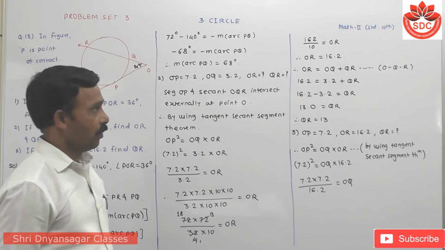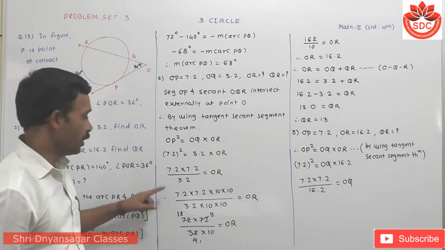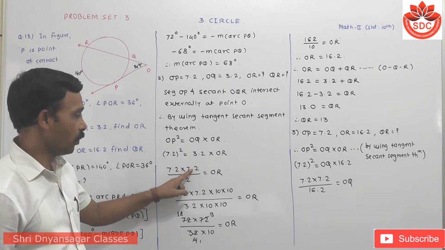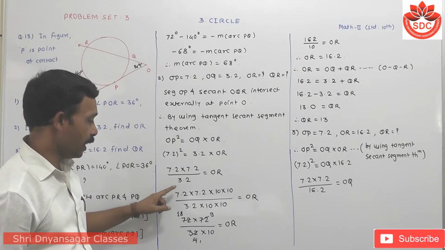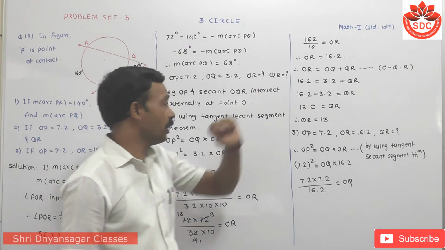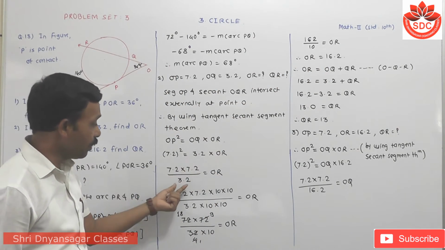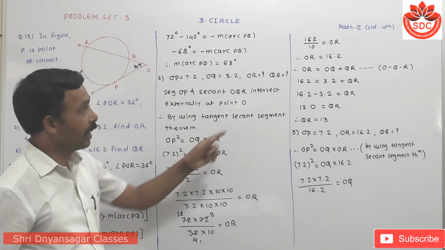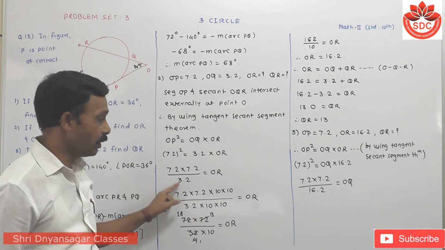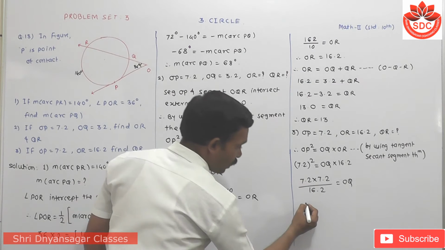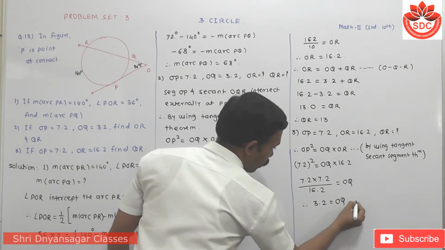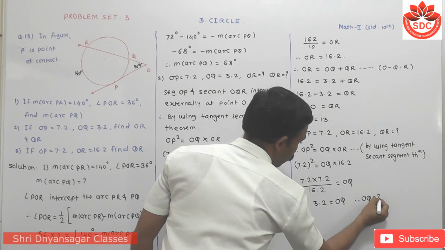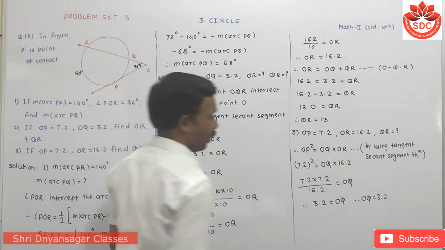Student, when you look carefully, this is 7.2 into 7.2. If you divide it by this value, 16.2, we get the value 3.2. So I can directly write the answer: 3.2 is equal to OQ. Means that OQ is equal to 3.2 here.